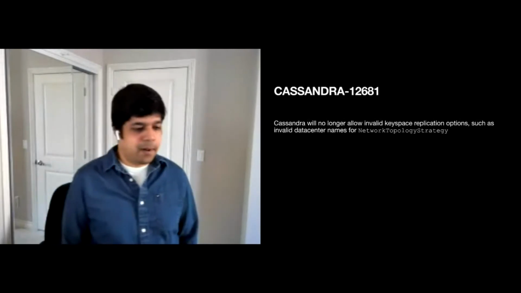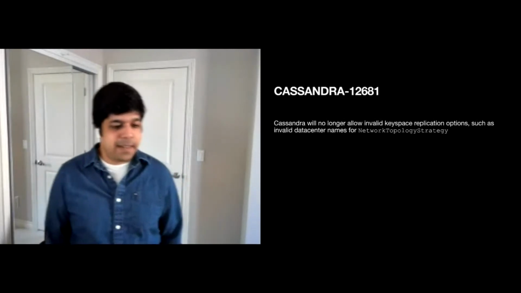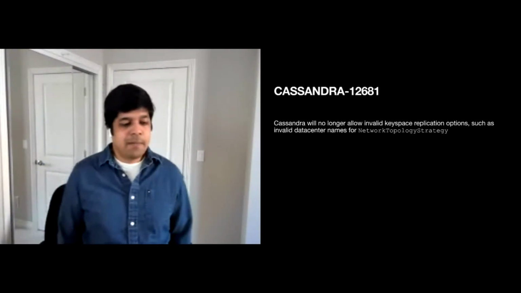Cassandra 12.681. This is kind of a silly thing, but it's an important thing. Cassandra will no longer allow invalid keyspace replication options, such as invalid data center names for NetworkTopologyStrategy. This is a very self-explanatory feature, but you wouldn't believe the number of times somebody would mistype a data center name, and Cassandra would happily accept it.